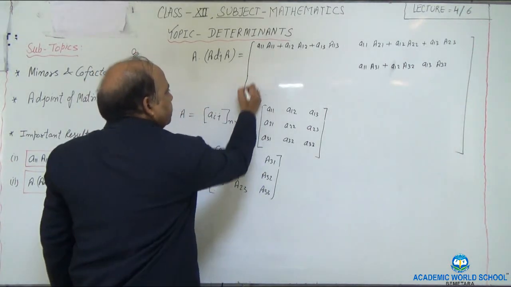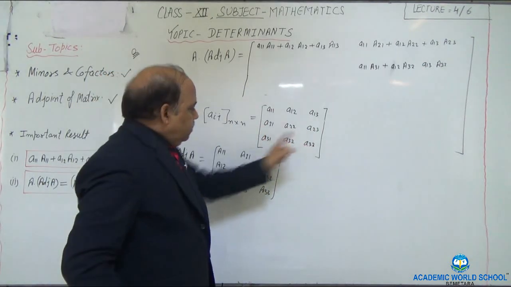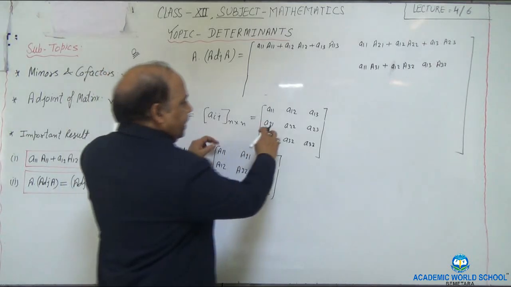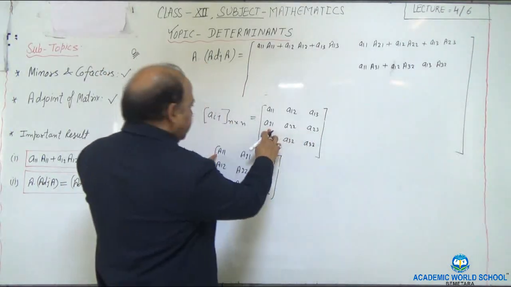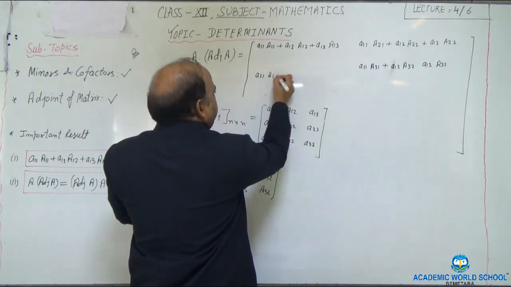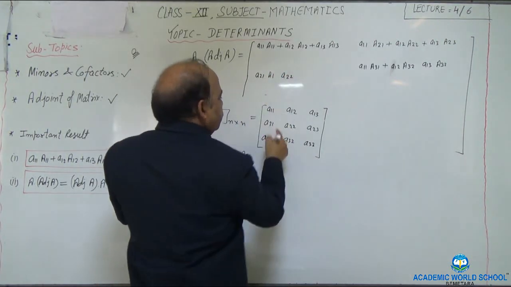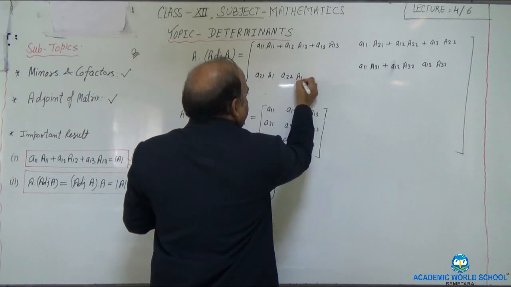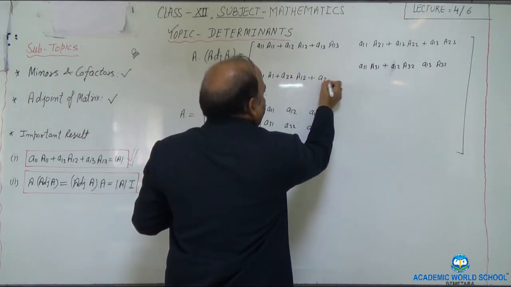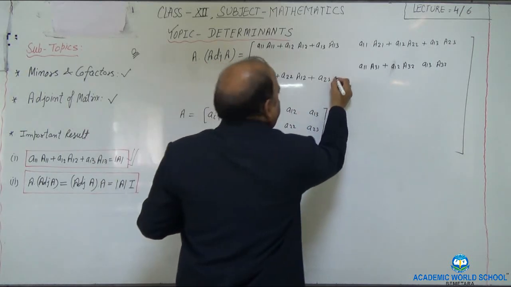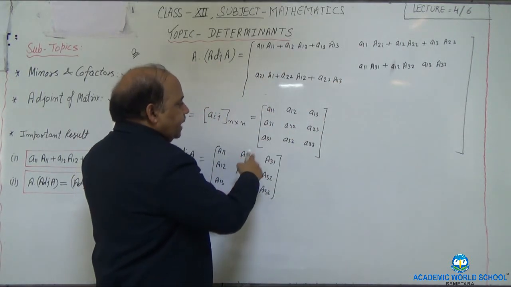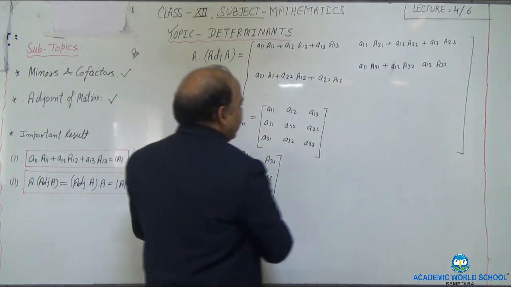Now multiply the second row, in the same manner, by all these columns. So if I take the second row, this becomes A21 times A11, A22 times A12, then A23 times A13. So that is second row, first column. Then take second row, second column.